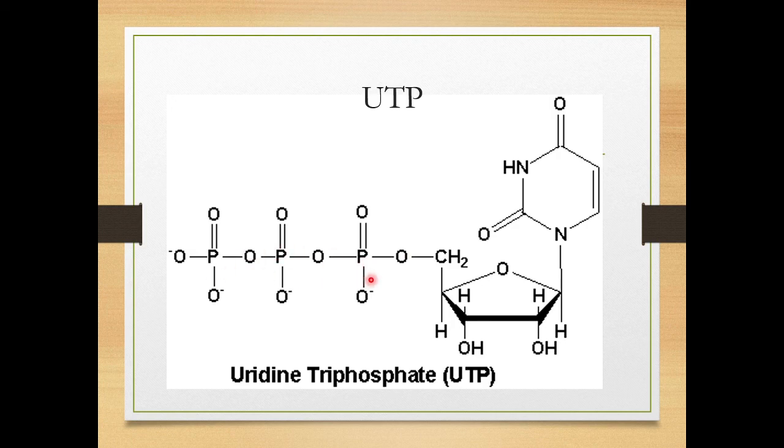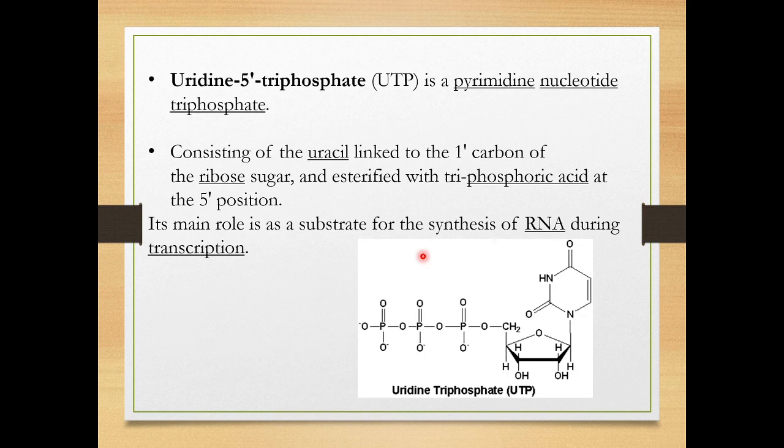So it's called uridine monophosphate, uridine diphosphate, and uridine triphosphate. These are linked with ester bonds. So this is the basic structure of uridine triphosphate. It's a pyrimidine nucleotide. Why? Because uracil is a pyrimidine, linked to the one carbon of the ribose sugar and esterified with the triphosphoric acid at the fifth position.